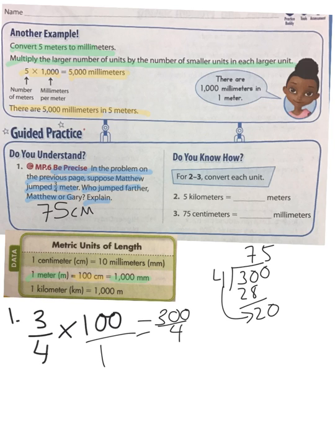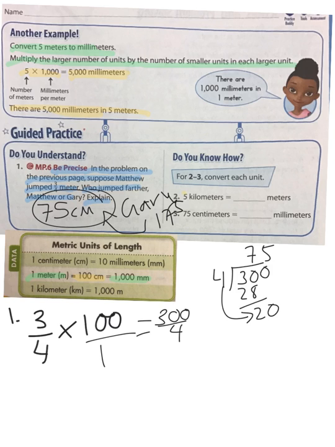Well, Gary jumped further because Gary jumped 175 centimeters and Matthew only jumped 75 centimeters. So your answer is going to be that Gary jumped further. And you can explain by saying that Matthew jumped 75 centimeters and Gary jumped 175.